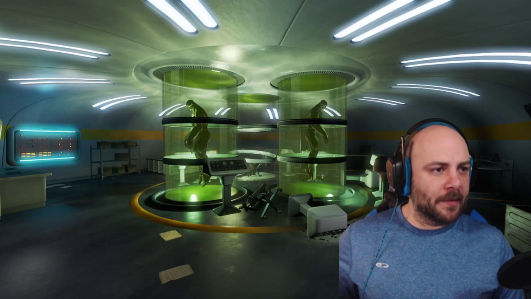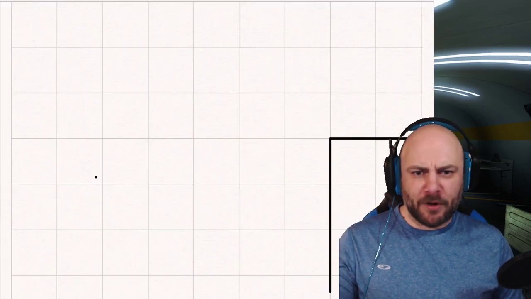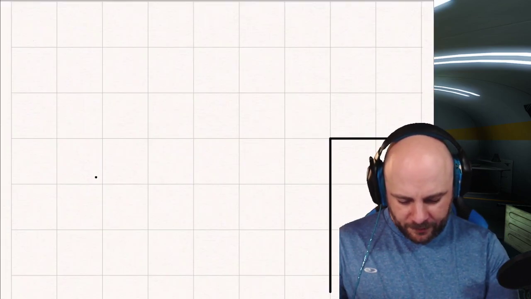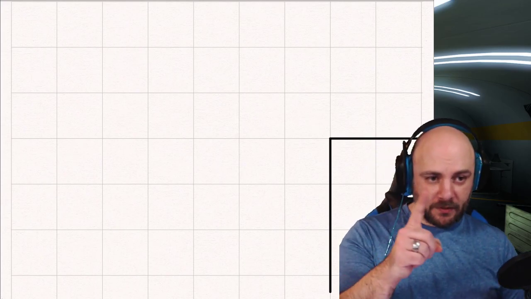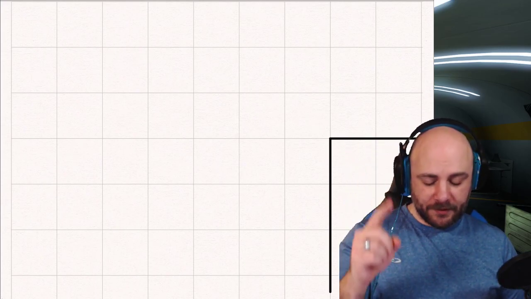Where is my mouse? There it is. Okay, iPad. Well, there we go. I've already got an errant mark right there. I made this little box so I didn't draw on it. It's important.